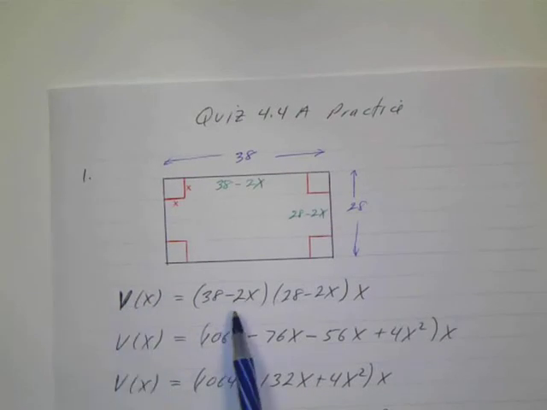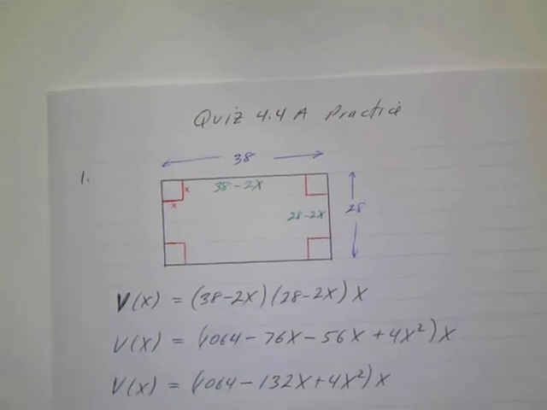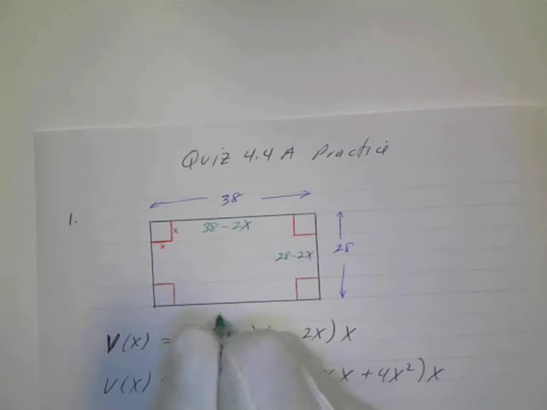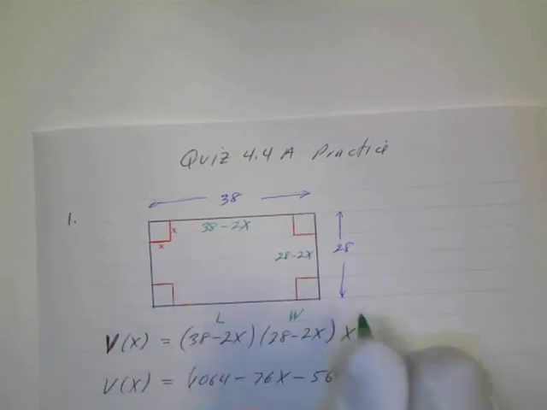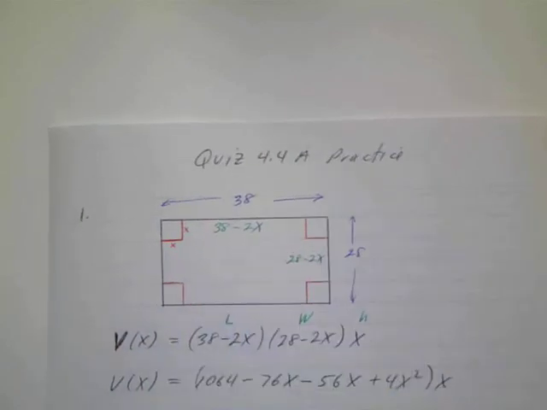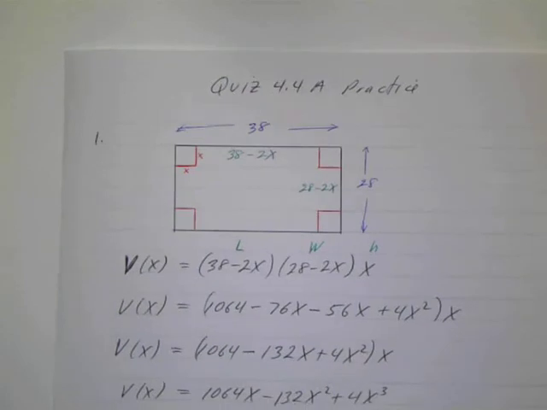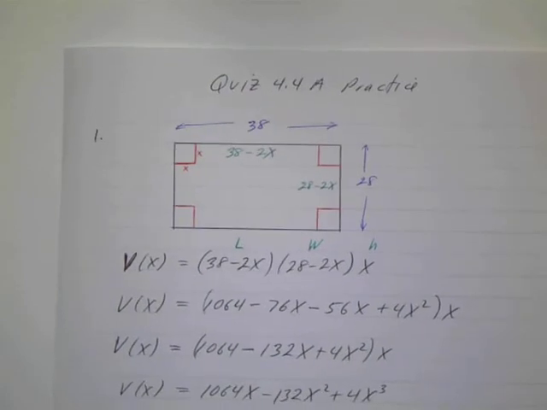So the volume of the box will be length times width times height. This is the length, this is the width, and that's the height. Okay? And then we multiply this out just to get an expression for the volume, because we actually want to find the maximum volume we can make.